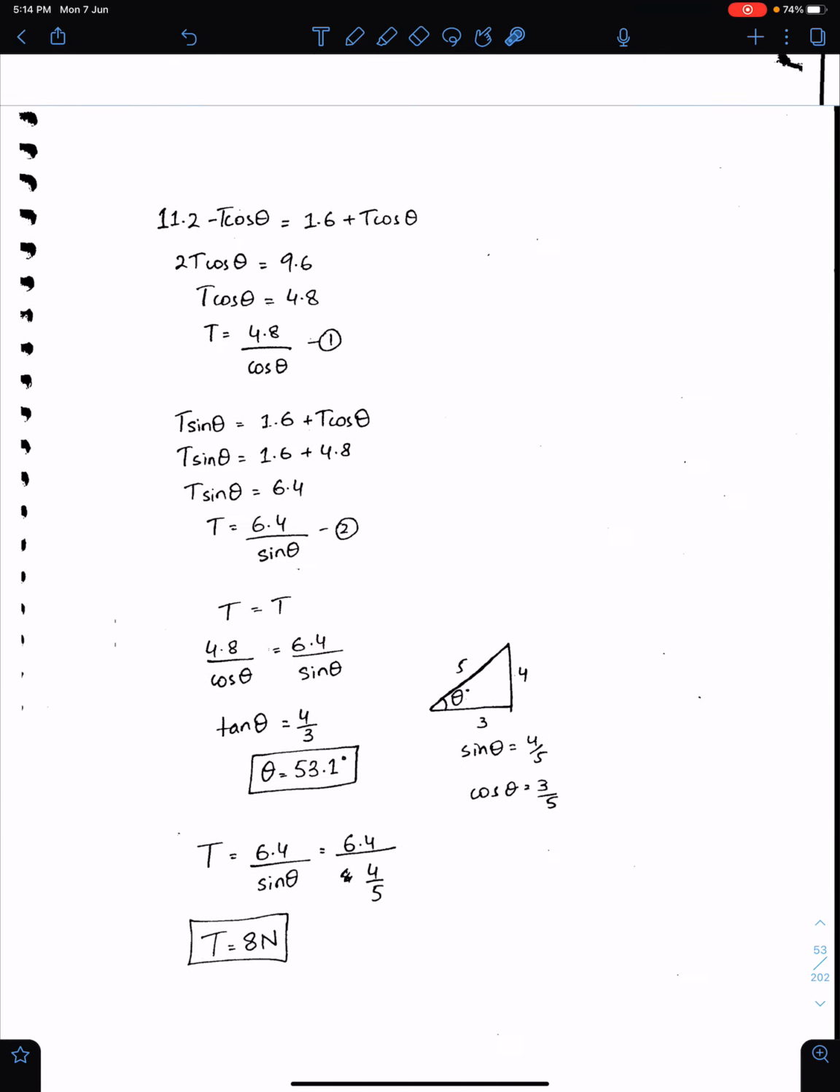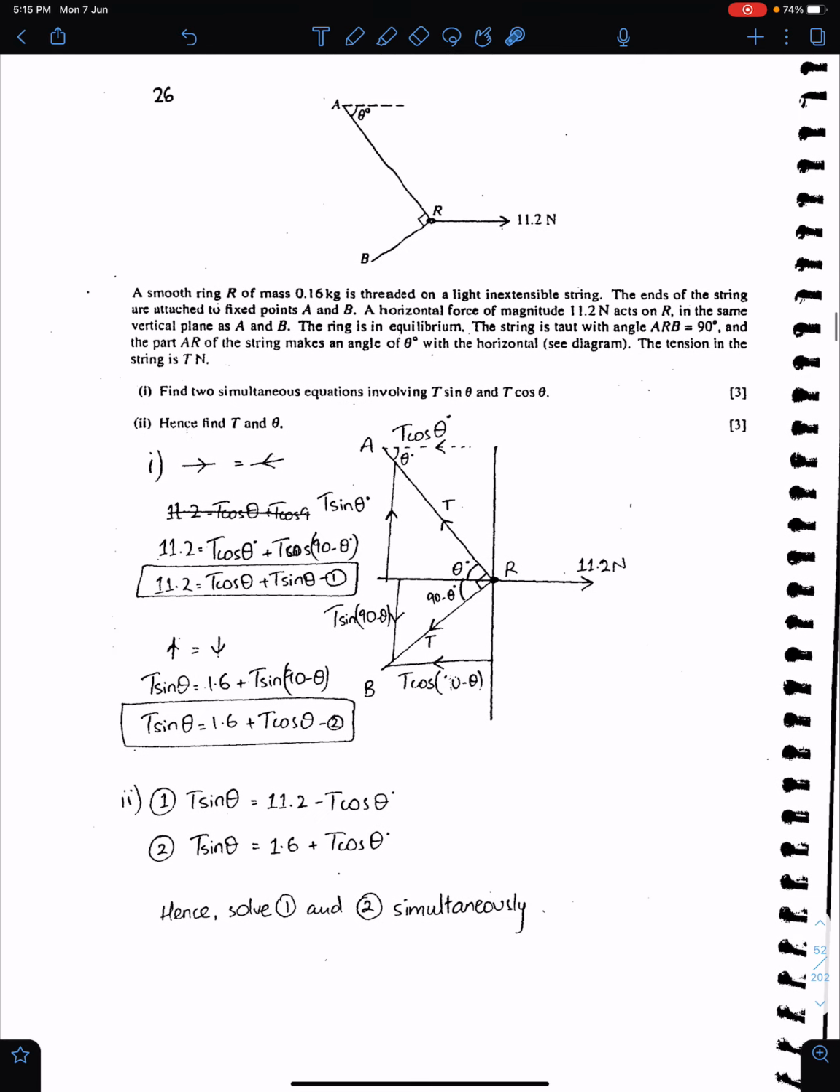Another question of this type. This is the last question of this lecture. A smooth ring R of mass 0.16 kg is threaded on a light inextensible string. The ends of these strings are attached to fixed points A and B. The ring is in equilibrium. The string is taut. The tension in this string is T. With the help of the alternate angles property, this is theta, and this will be 90 minus theta.